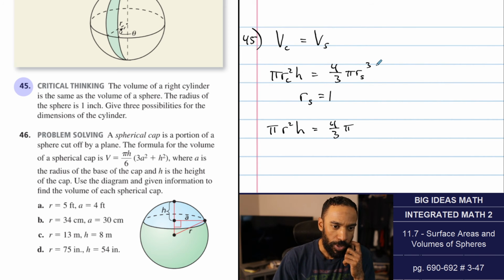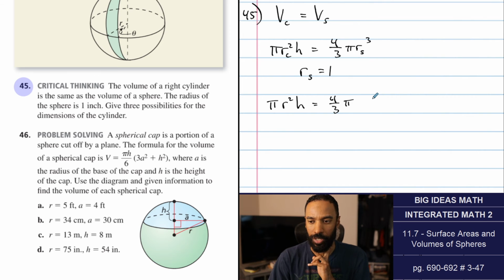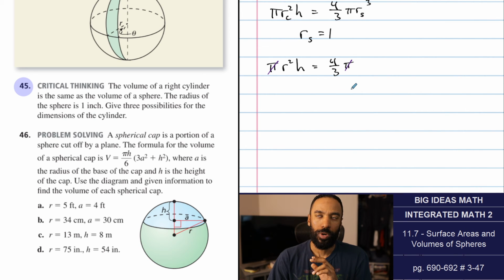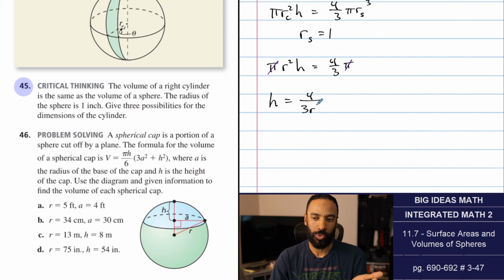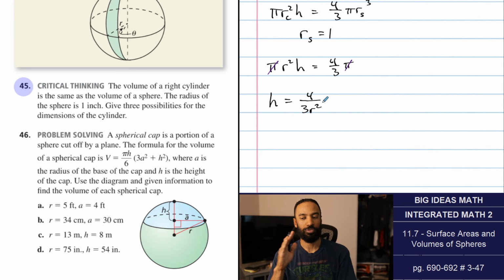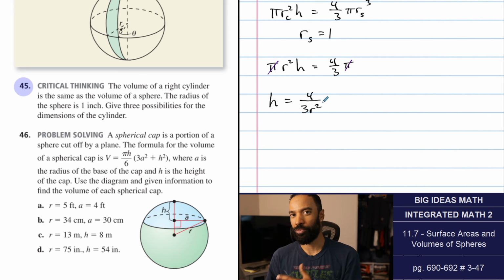So what do they want? 3 possibles for the dimensions of the cylinder. Okay, let's cancel out the pi's. R squared times h is 4/3. Let's get height by itself and divide by r squared. I can say height equals 4 over 3r squared. So now I can substitute values for r, and then I'll get values for h as a result.